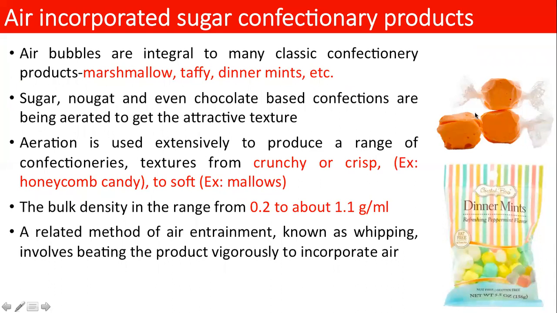When it comes to sugar confectionery, air bubbles have been incorporated, right? Here you can see some examples. Basically, sugar nuggets, even chocolate-based confections are being aerated to get an attractive texture, and there is a range of confectionaries from crunchy to crisp. You can see the honeycomb structure in candies in this picture, and soft air incorporated products, for example marshmallows, and you can see the bulk density is in the range of 0.2 to 1.1.